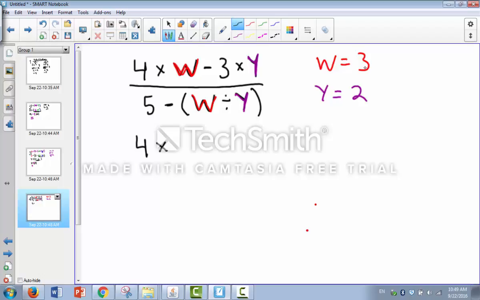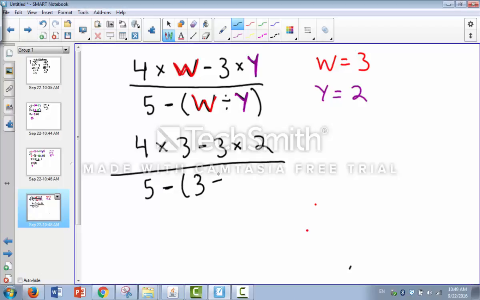4 times, instead of w, I'm putting 3 here, minus 3 times, instead of y, I'm putting 2. And on the denominator, instead of w, I'm putting 3. And instead of y, I'm putting 2. Wow, okay, so let's solve this question.